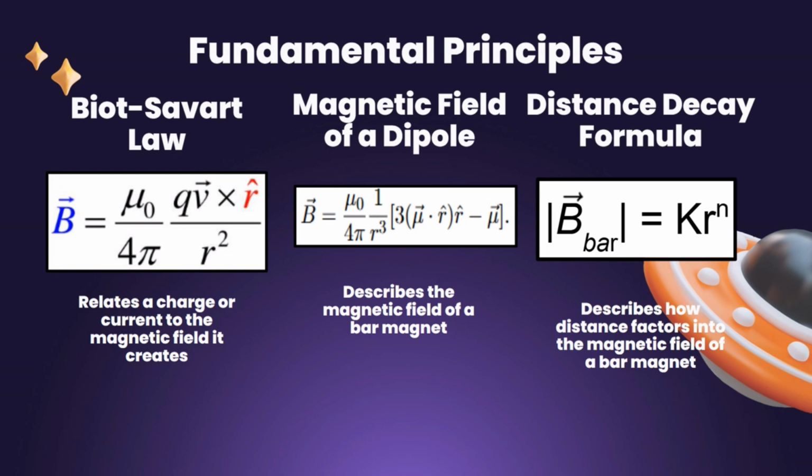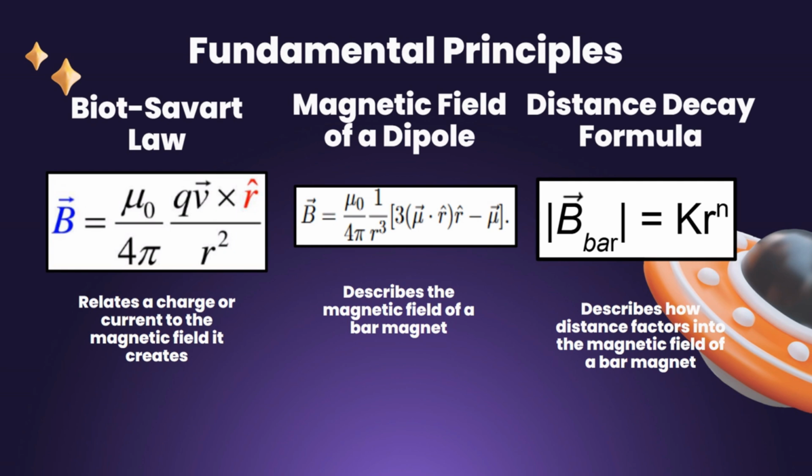The fundamental principles used in this lab are the Biot-Savart law, which essentially relates a charge or current to the magnetic field that it creates, the magnetic field of a dipole, which describes the magnetic field of a bar magnet, and the distance decay formula, which describes how distance factors into the magnitude of the magnetic field of a bar magnet.